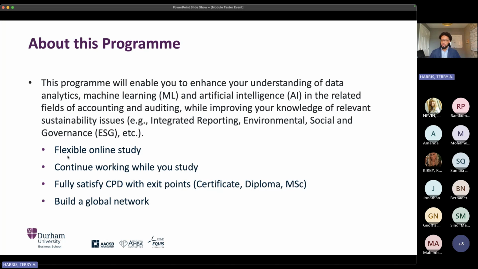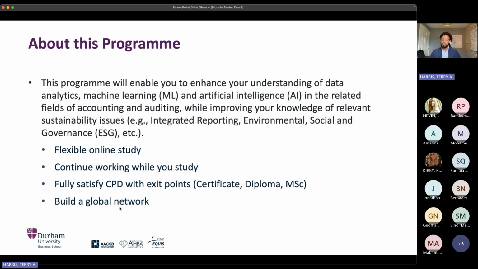The program is very flexible, so we have designed the program to enable flexible online study. This means that you don't have to quit your job. You can continue working while studying with us online. We fully satisfy all CPD requirements with respect to the three main exit points for the program: the certificate in accounting analytics and sustainability, the diploma in accounting analytics and sustainability, and our MSc. So we have fully satisfied the CPD.